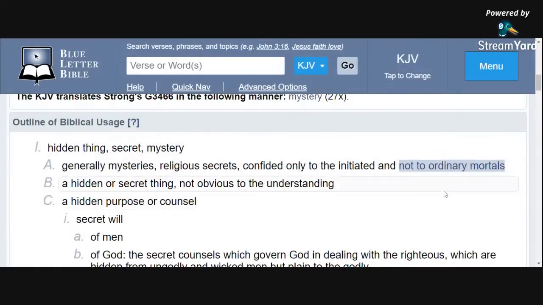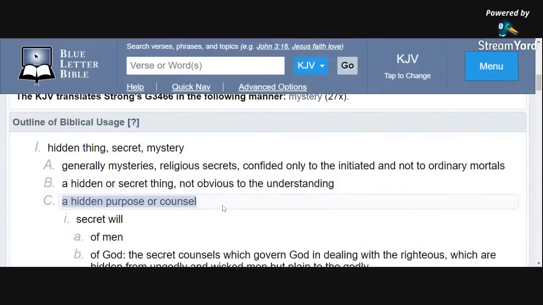So then there is a special group on the earth. And if they're the ones that's gathered, everybody else don't have it, how can we make you understand the name of the Lord is Yahweh? How? We know it rings in our ears. But what about the rest of the folks? Nope. A hidden or secret thing, not obvious to the understanding.